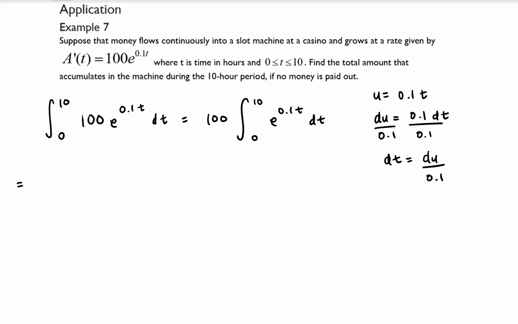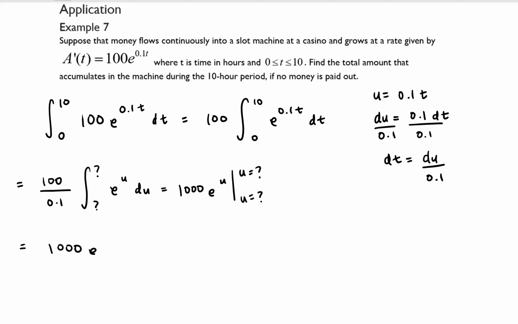And so now we have 100 divided by 0.1 times the integral from question mark to question mark of e to the u du. And that equals 1,000 e to the u evaluated from u equals question mark to u equals question mark, and then I'm going to sub back in the u value, so we'll have 1000 e to the 0.1 t, and then evaluate from t equals 0 to t equals 10.